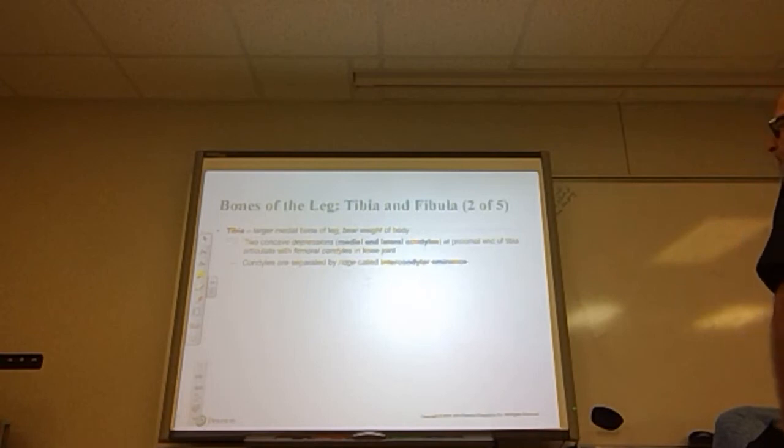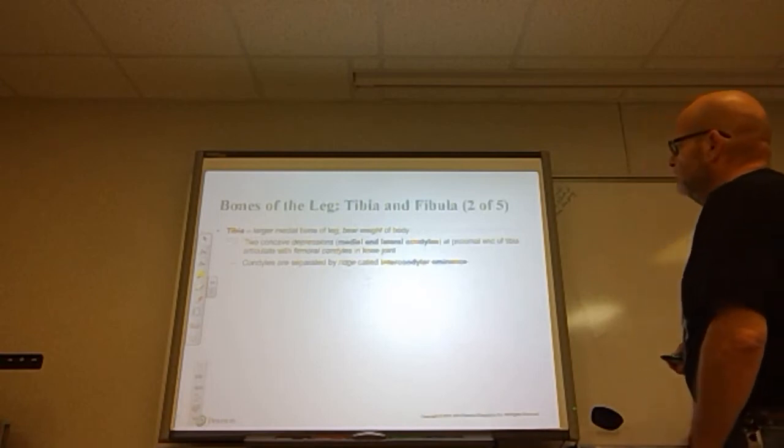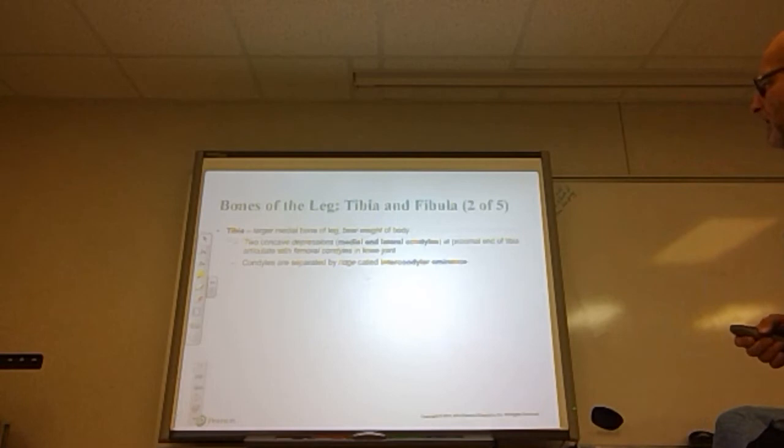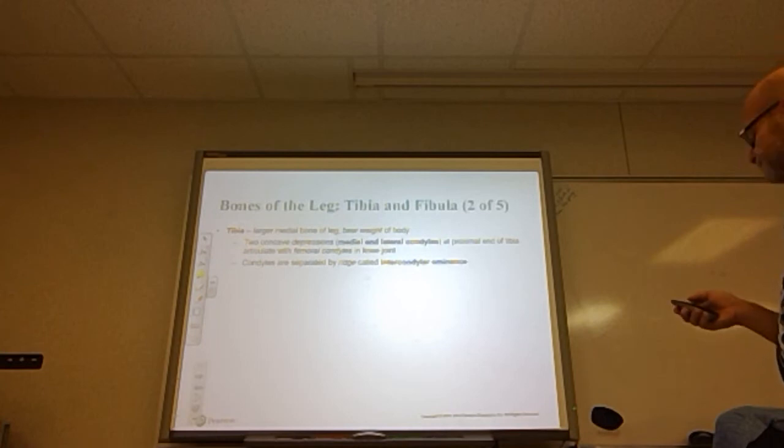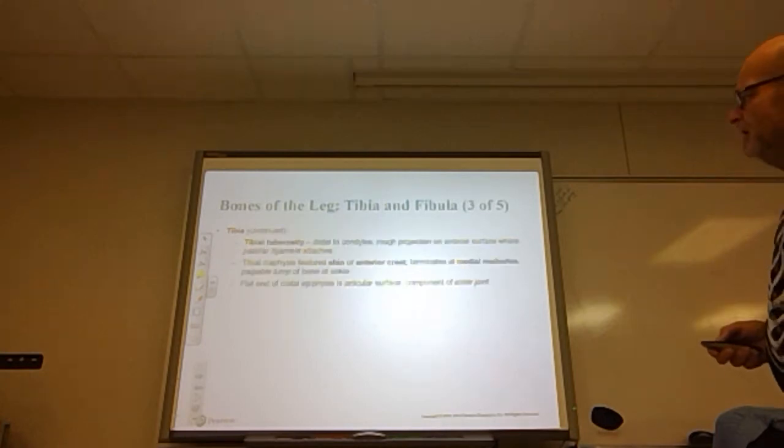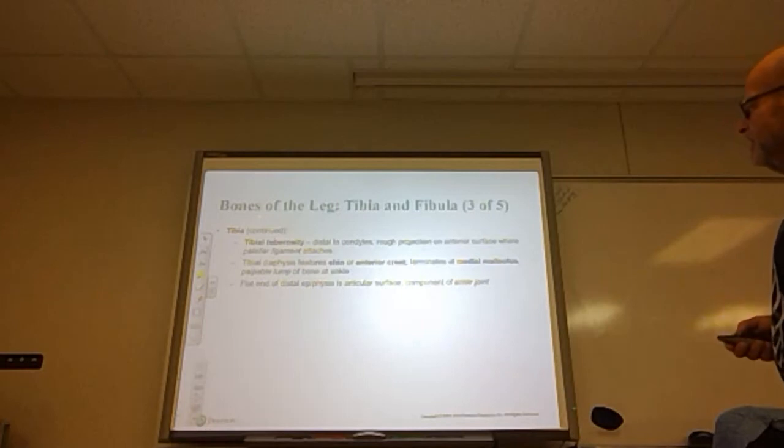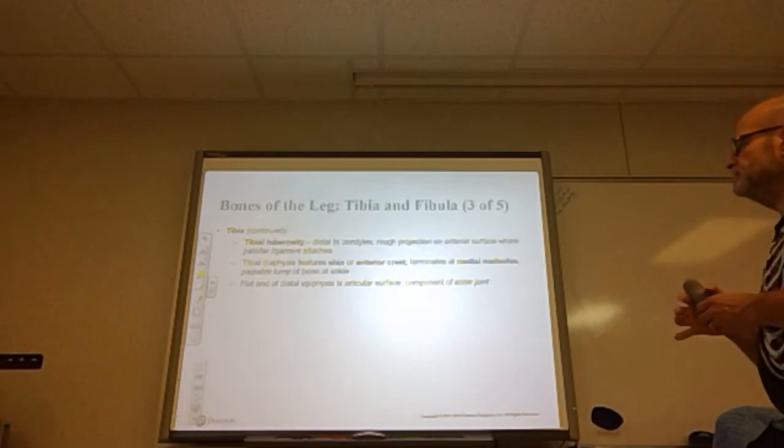The tibia is larger and lies medially, the larger medial bone of the leg. It bears the weight of the body, and has two concave depressions, the medial and lateral condyles, at the proximal end of the tibia that articulate with the femoral condyles to form the knee joint. The condyles are separated by a ridge called the intercondylar eminence. The tibia also contains the tibial tuberosity, which is found distal to the condyles. It is a rough projection on the anterior surface where the patellar ligament attaches.